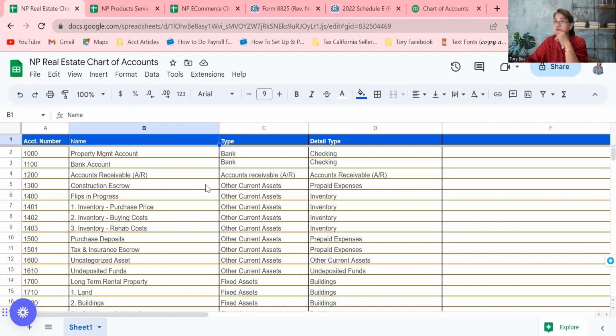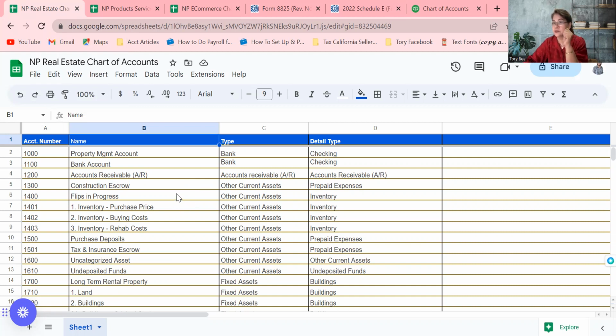Okay. You know, the chart of accounts, they're different. There's no chart of accounts that is the same. It's different for every business, because the chart of accounts of a restaurant is of course different from the chart of accounts of a real estate business, right? Okay.